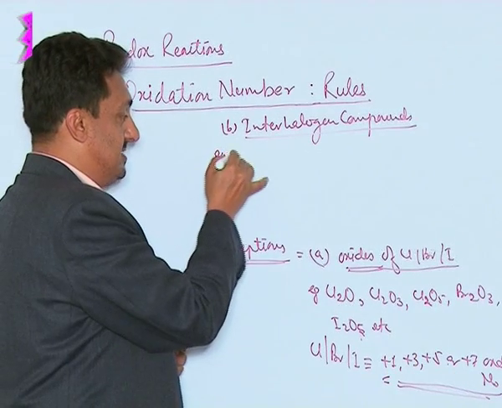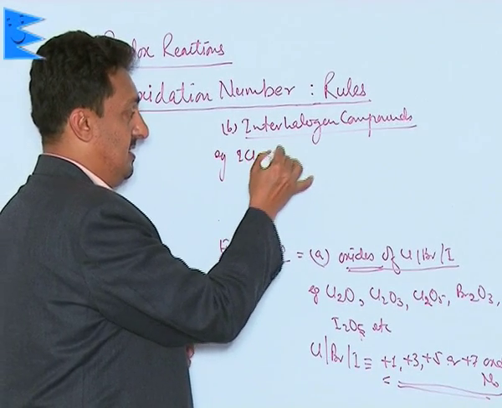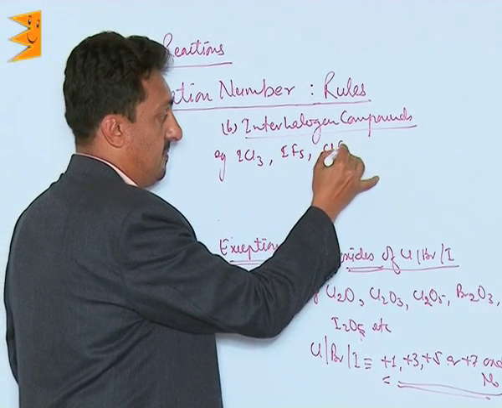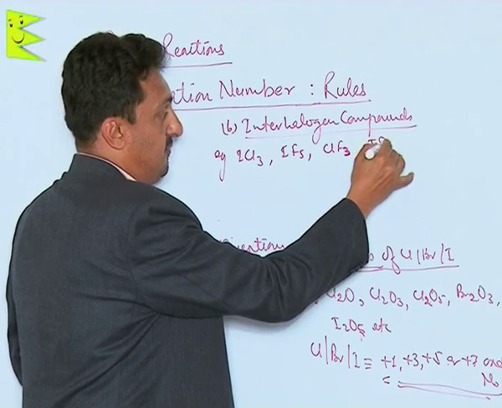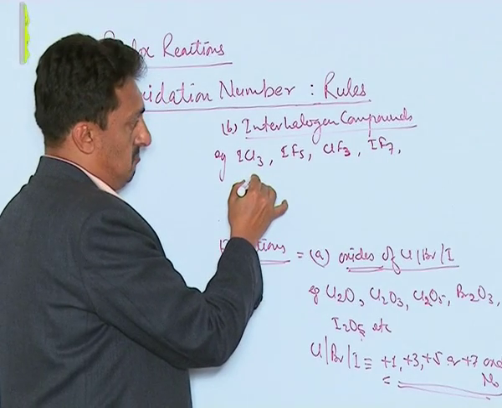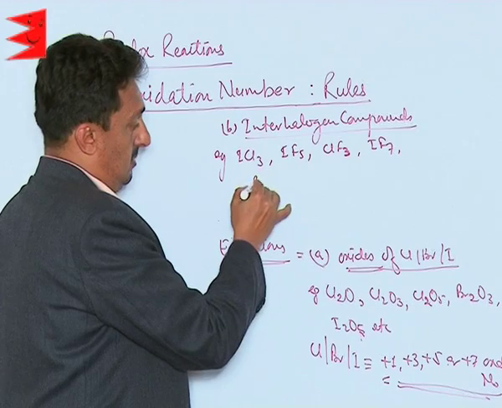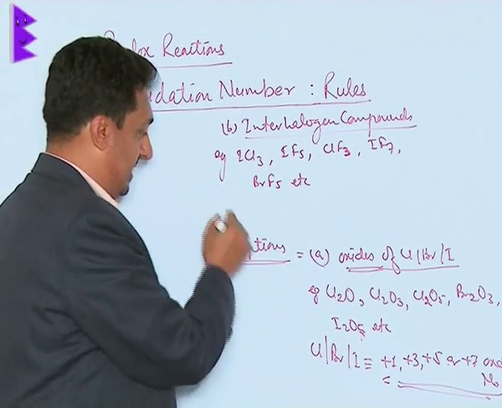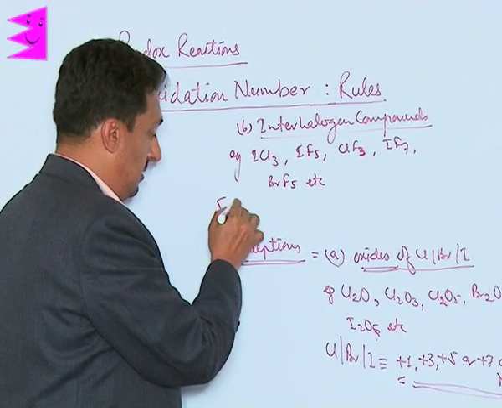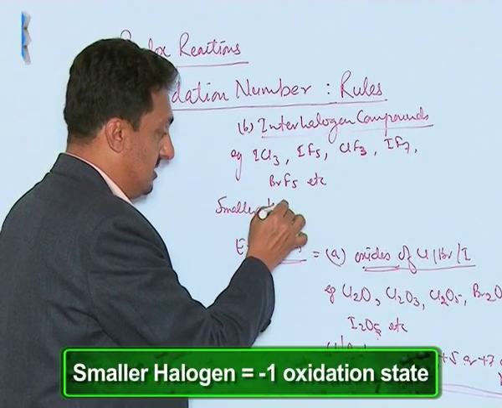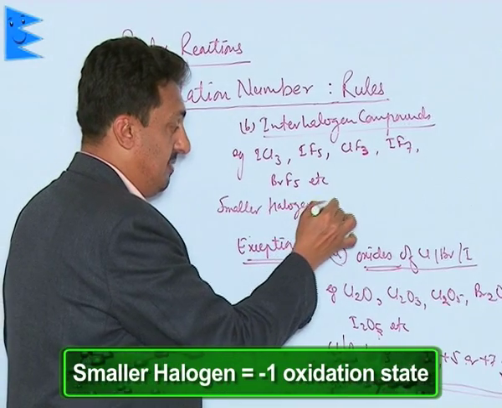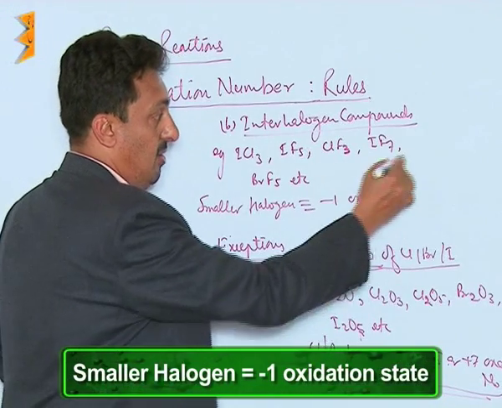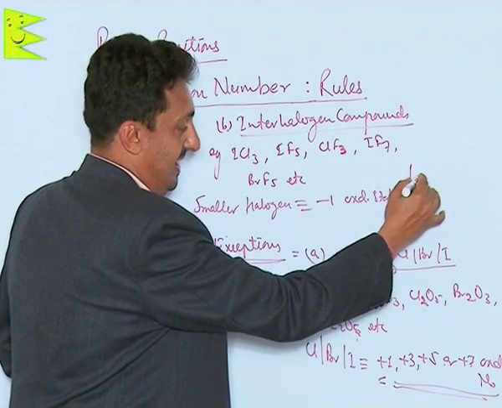We can have examples like ICl3, IF5, ClF3, IF7, BrF5, etc. What is important to note in this case is that the smaller halogen will always be in the -1 oxidation state. And I think you all know their sizes vary like this.